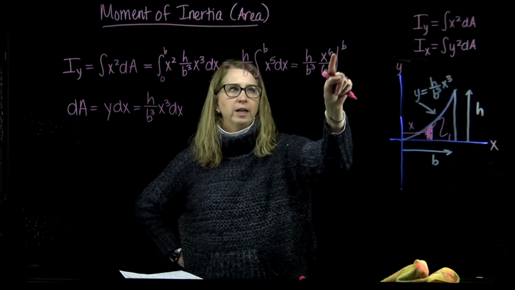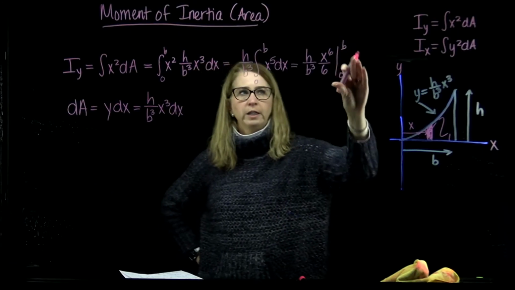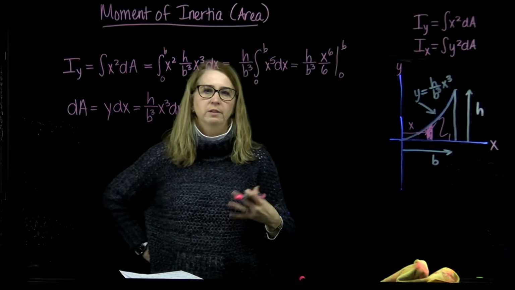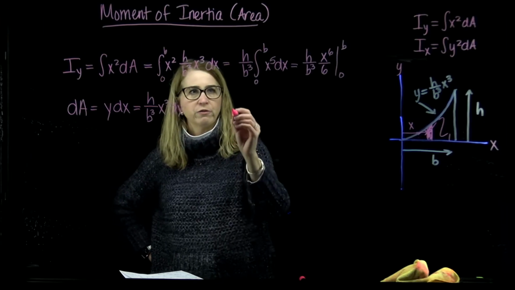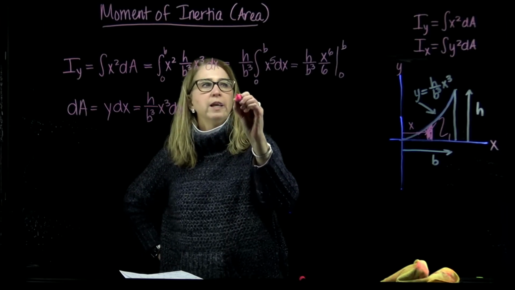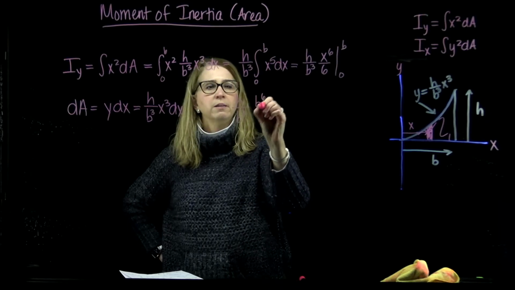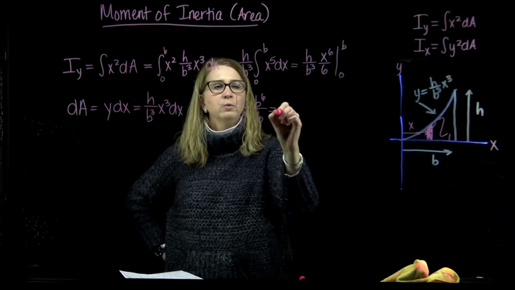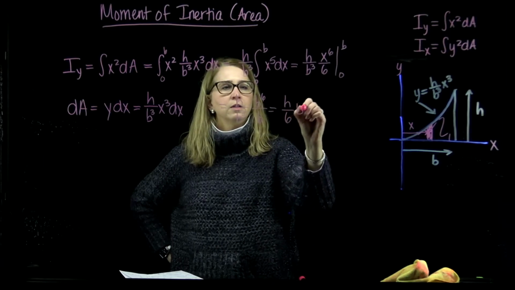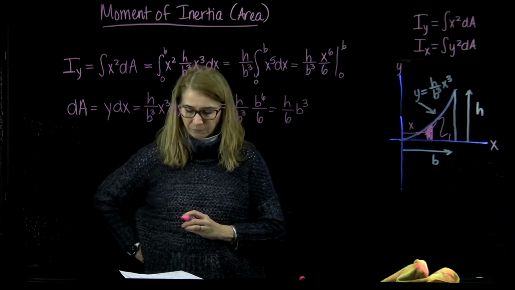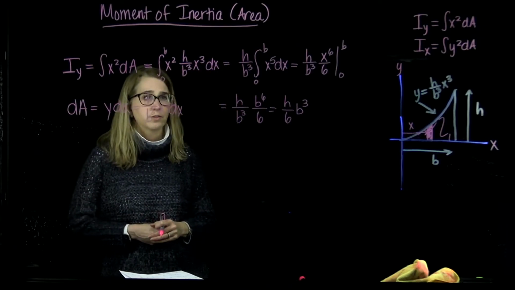When we integrate it, we get x to the 6 over 6. And then we have to evaluate it at b and 0. The fact that we have a 0 lower limit is nice because it's less evaluation for us. And so we get h over b cubed times b to the 6th over 6, which ends up to be h over 6 b cubed. And so that becomes the moment of inertia about the y-axis.